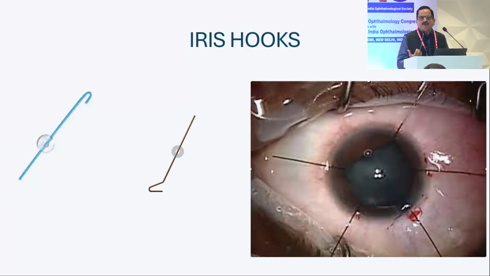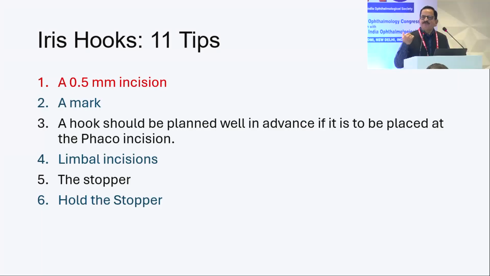Iris hooks are very, very popular now, and most of us are already using them. So there are some tips once you are using iris hooks. You can go through a very small incision, like 0.5 millimeter. You can make a mark on the limbus before putting in the iris hooks. That makes things much easier. A hook should be planned well in advance if it is to be placed at the phaco incision. Then the incision should be limbal.